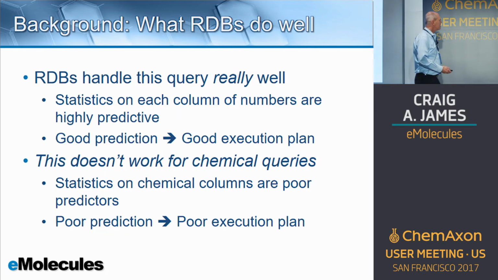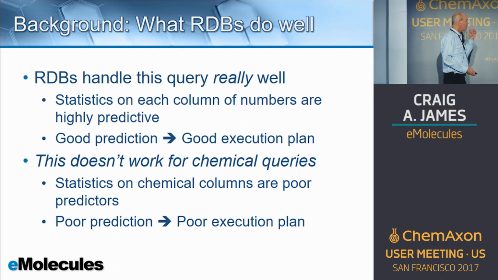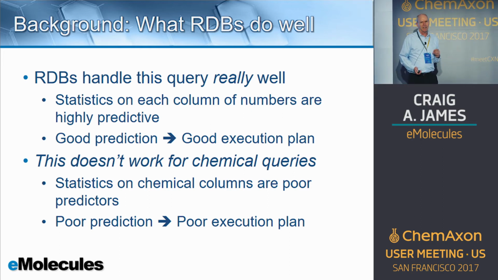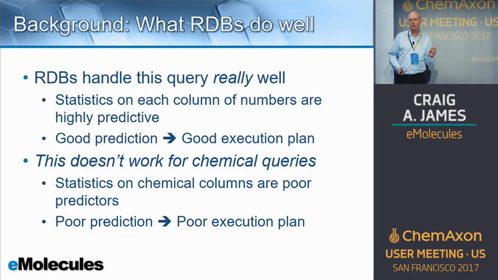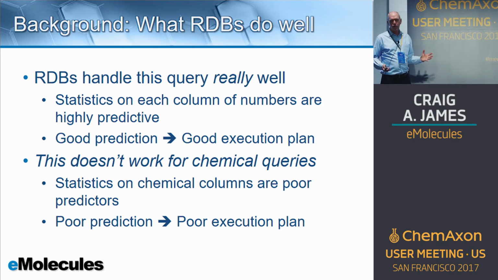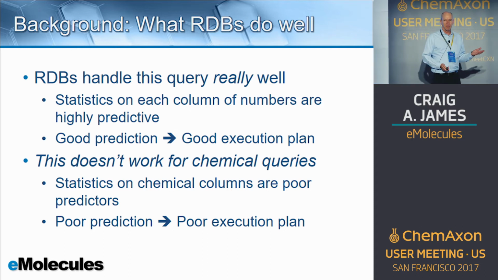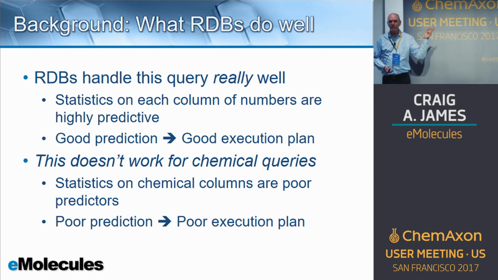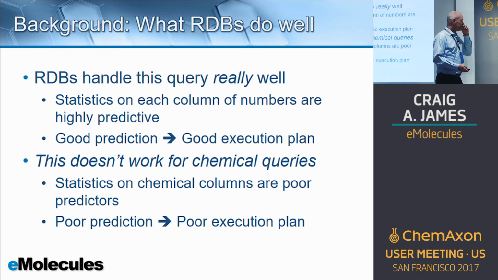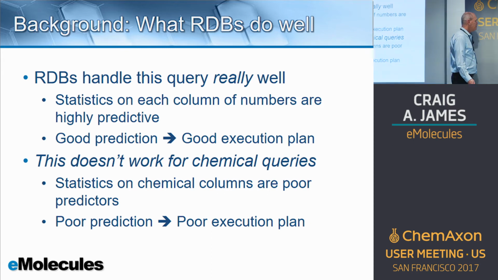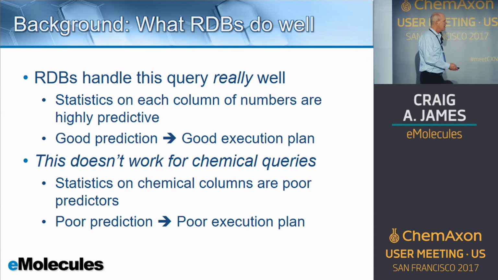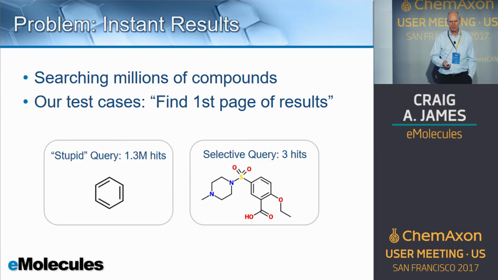Now, relational databases handle this really well, and the reason is because the statistics that they can develop on each column in the database are really good. And that means within an order of magnitude or so. And good predictions lead to good execution plans in the SQL. This does not work for chemical queries. And the reason is because, for theoretical reasons, the statistics on chemical columns can't be as good as the statistics on number and text columns and things like that. And poor predictions lead to poor execution plans.